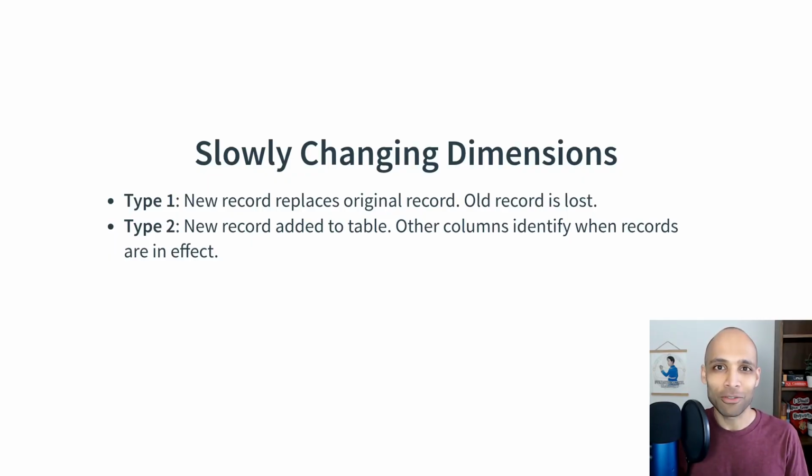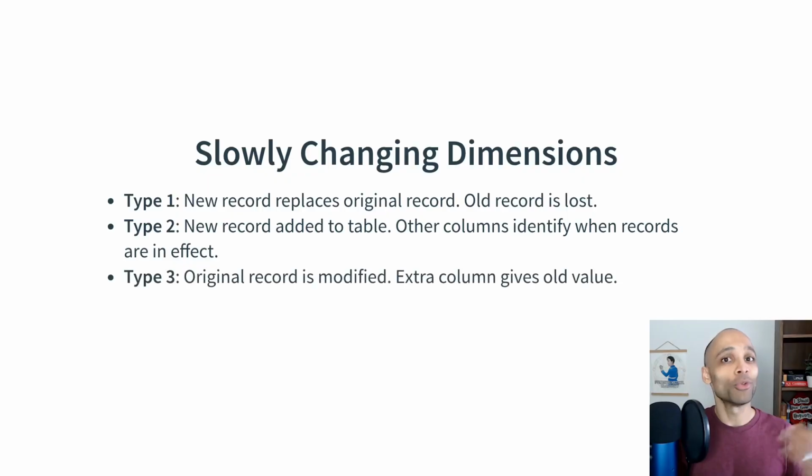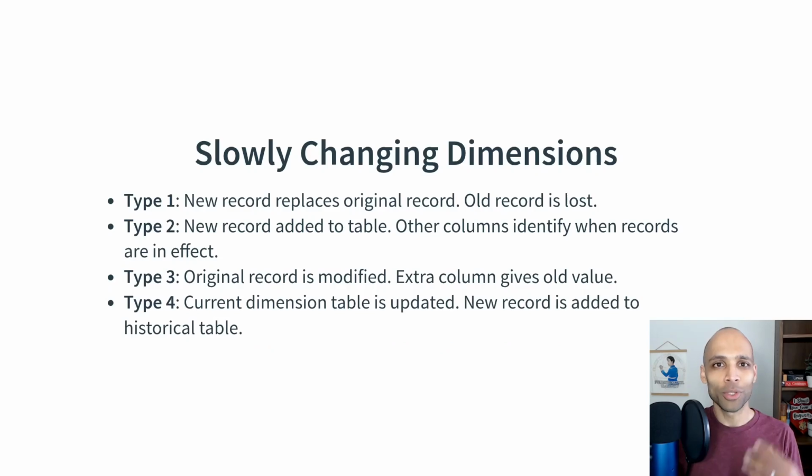With Type 3, we do not add a new row. Instead, we modify the original record, and we have an extra column to tell us what the old value was. Type 4 uses two tables, so when a change occurs in the real world, we update that current table, and we add a new record to the historical table. And that's it. Each type has its use cases. There is no good or bad type, except for Type 3.